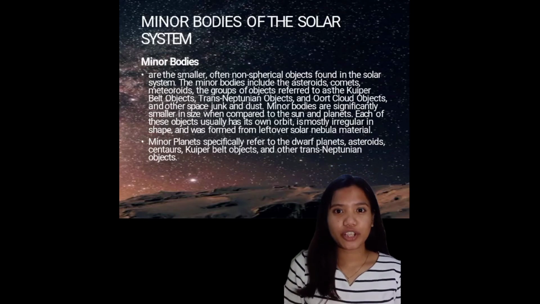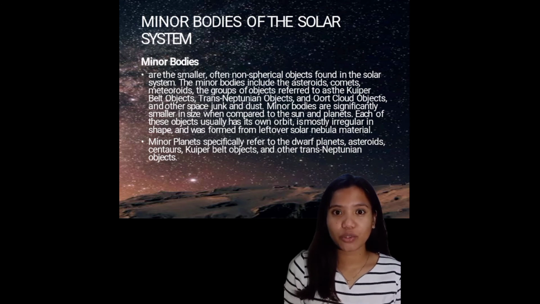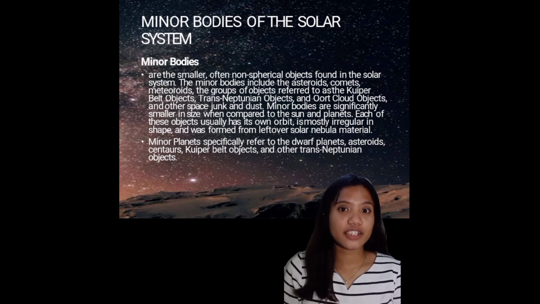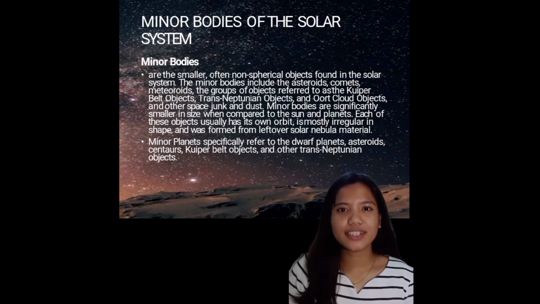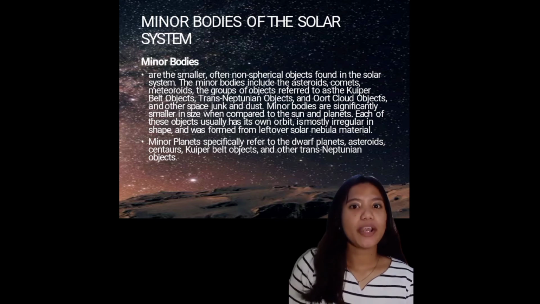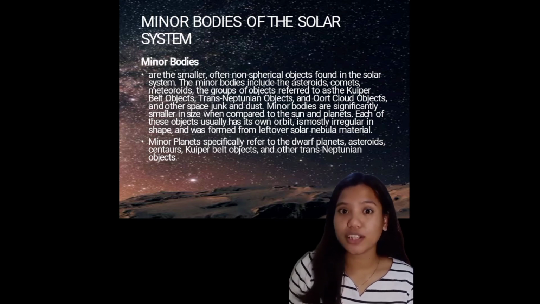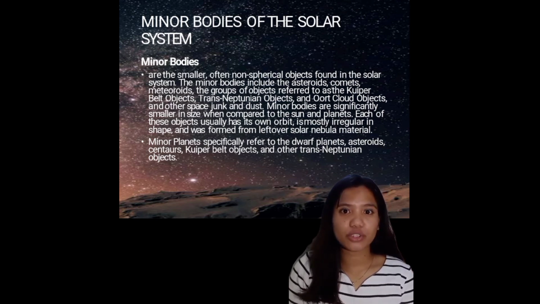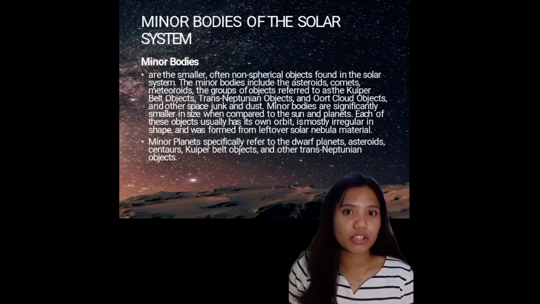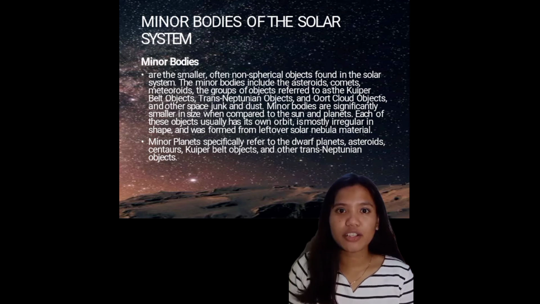Our topic for today is all about minor bodies of the solar system. This includes the asteroids, comets, and satellites. So what are the minor bodies of the solar system? Minor bodies are the smaller, often non-spherical objects found in the solar system. The minor bodies include the asteroids, comets, meteoroids, and the group of objects referred to as the Kuiper Belt objects, trans-Neptunian objects, Oort cloud objects, and other space junk and dust.